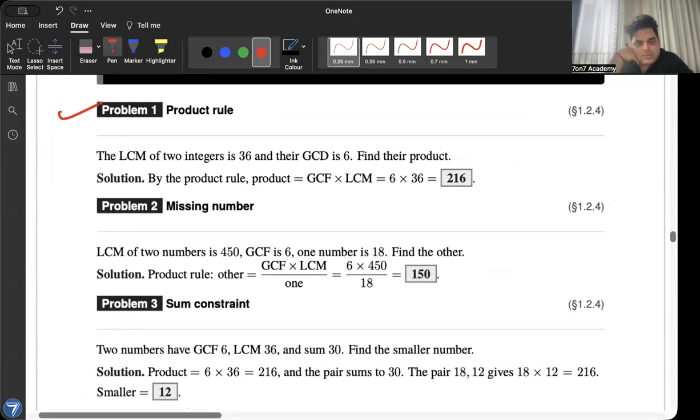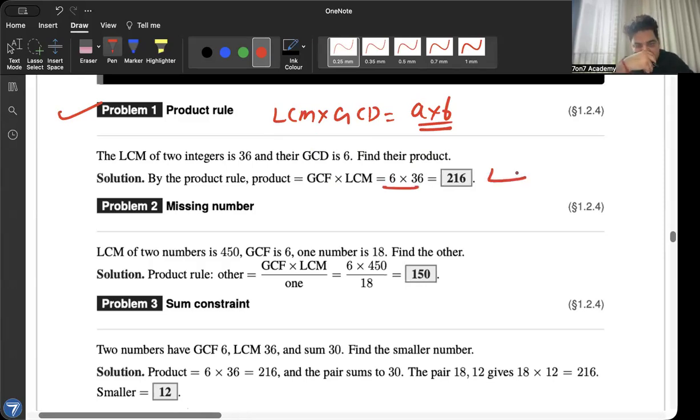The LCM of two numbers is 36, the GCD is 6. So what is the product of the two numbers? What rule says: LCM into GCD is equal to A into B. So to get the product, you multiply both LCM and GCD. So this is the number.